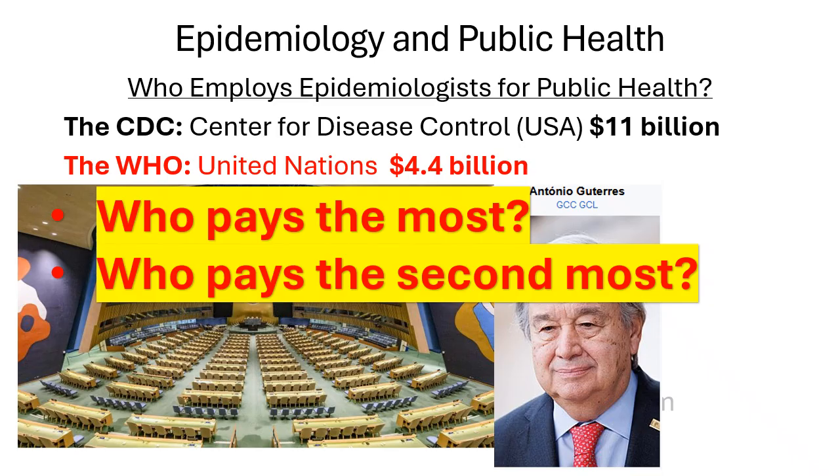Who pays the most and who pays the second most? Well, you can probably guess. As I said, the United States has the largest economy, so the United States does pay the most. The second largest economy in the world is China, so China pays the second most. And in fact, the Chinese economy is only about half the size of the United States economy. So the United States pays twice as much to support the World Health Organization as China, and then China pays much more than Canada and so forth. Canada is quite far down the list because we have a very small economy.